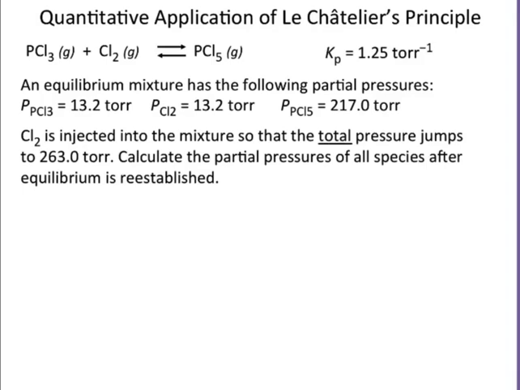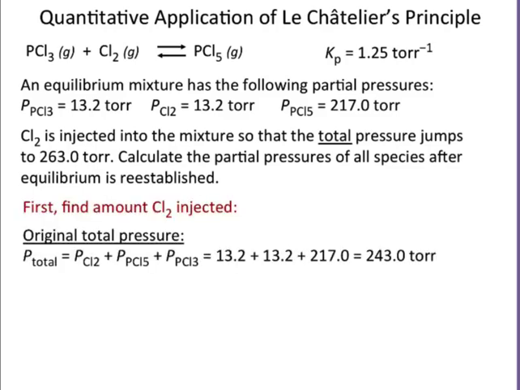Now here's the perturbation. So we inject chlorine gas into the mixture, and now the total pressure jumps to 263 torr. So given this perturbation, calculate the partial pressures of all species after equilibrium is re-established. So you can imagine it this way. You have equilibrium, you poke it, or prod it, or inject chlorine gas, and it's going to resettle back to a different equilibrium, but still equilibrium, right? So the partial pressures will be different, but it will still be at equilibrium.